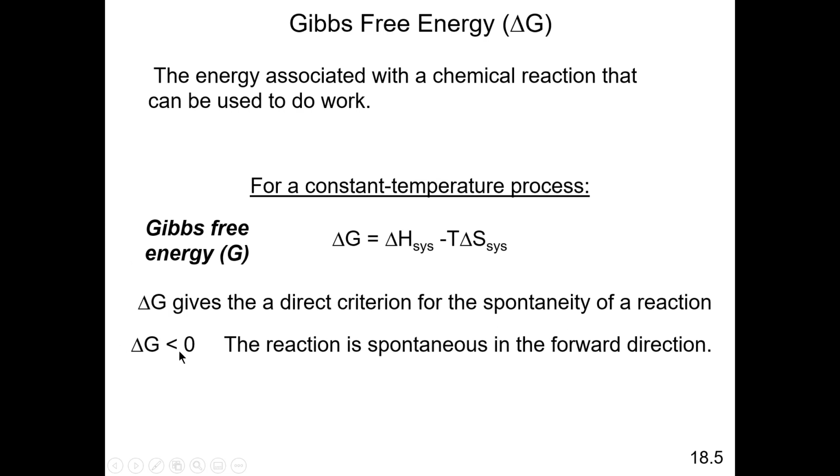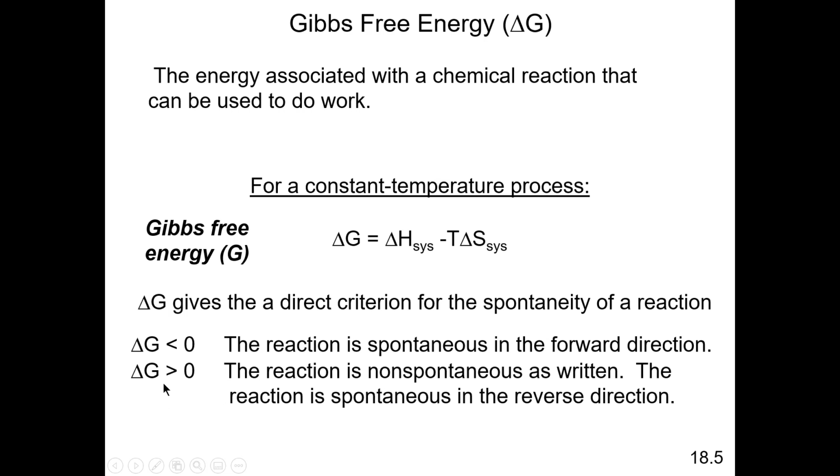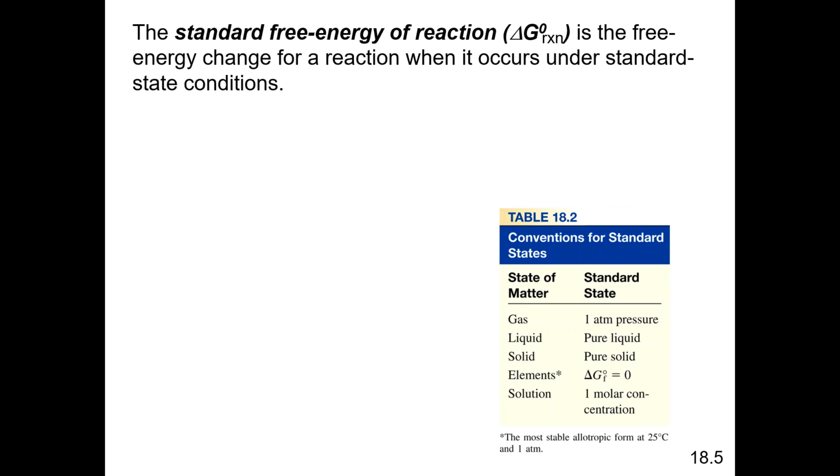And here is where Gibbs free energy helps us to determine whether or not a reaction is spontaneous. If delta G is negative, then the reaction is spontaneous in the forward direction. If delta G is positive, then the reaction is non-spontaneous as it is written, but spontaneous in the reverse direction. Another thing we need to recognize is that when delta G is equal to 0, the reaction is at equilibrium, which means the rate of the forward reaction is equal to the rate of the reverse reaction. So delta G, the Gibbs free energy, is very useful for making those kinds of predictions.